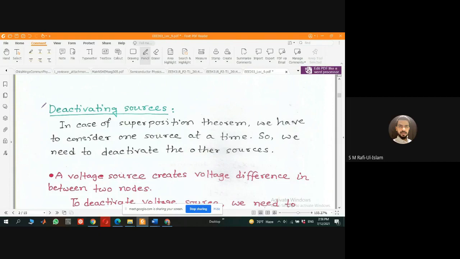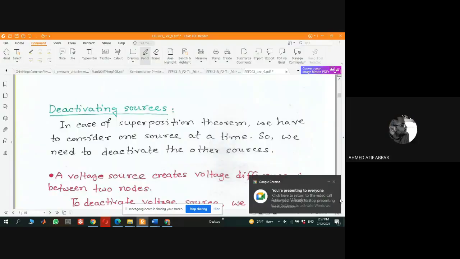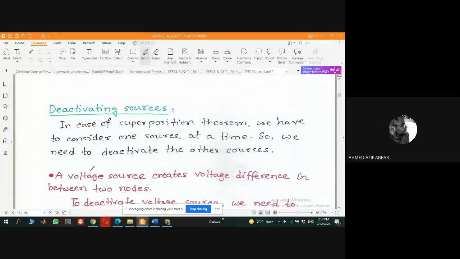Means if we consider one source, the other source will be deactivated. So how would we deactivate sources? We'll turn them off, and instead we'll think of a wire on that part, like an open circuit, closed circuit.